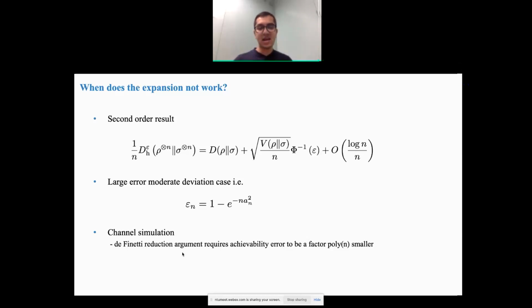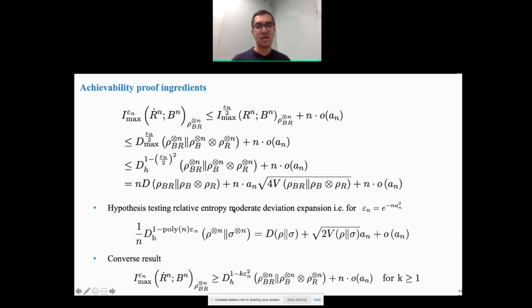So once again, this poly n factor doesn't hurt us in the moderate deviation setting. But if you look at, for example, large error like this, then we don't even know how to do state splitting anymore, because essentially of this problem here. So the question really, I think, that might have a good answer is, can we bound the partially smoothed max information with the smooth max information, but do better than this kind of halving of the ball? Yeah.